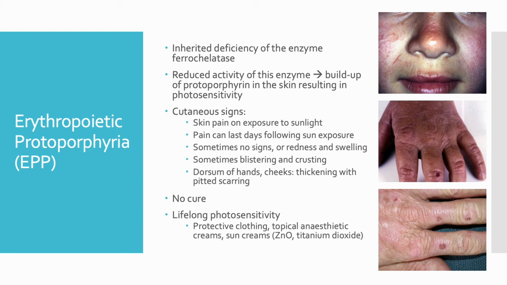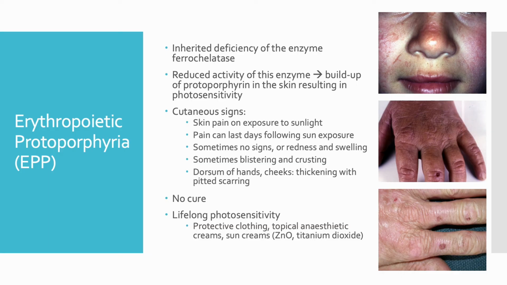The second most common cutaneous porphyria is called erythropoietic protoporphyria, and this is due to deficiency of the enzyme ferrochelatase, and this is the enzyme that adds iron to heme. Deficiency of this enzyme produces high levels of something called protoporphyrin.